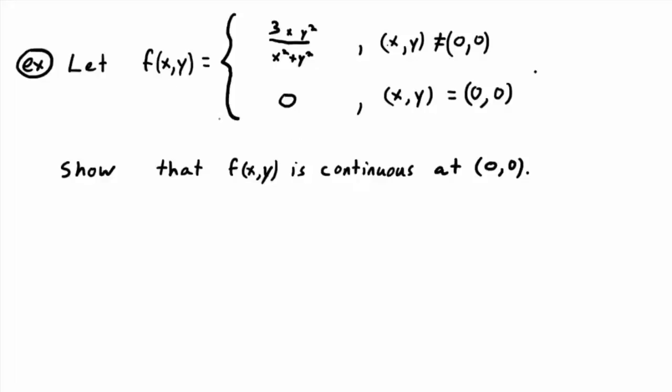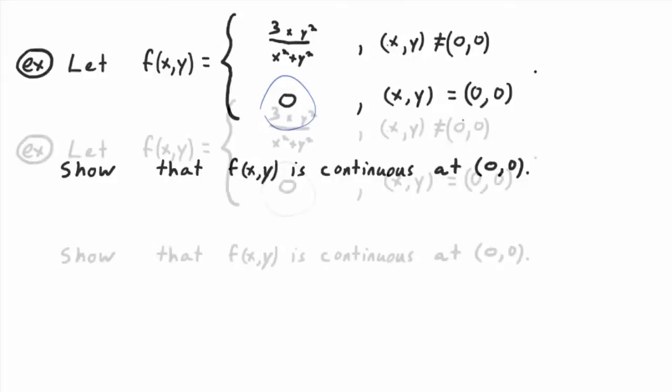And let's suppose that it equals 0, 0 when x, y. The function value equals just 0 when x, y does equal 0, 0. Show that f of x, y is continuous at 0, 0. Well, there's something I have to do first to convince you of that.